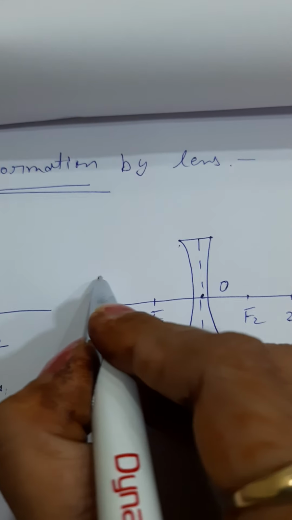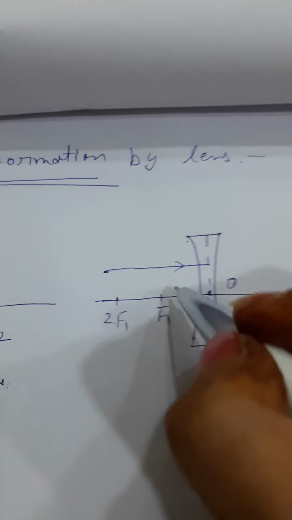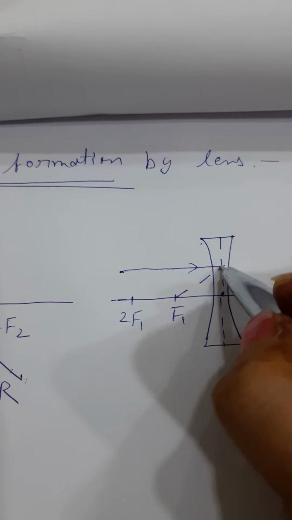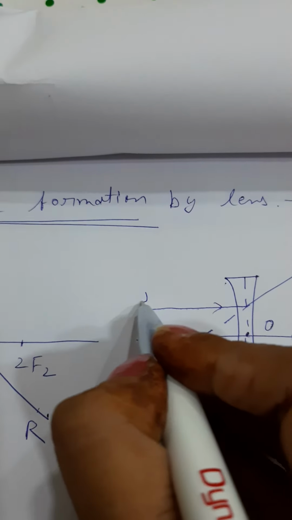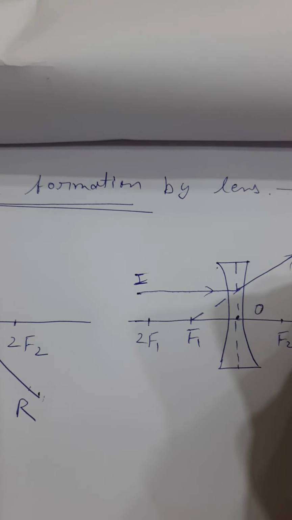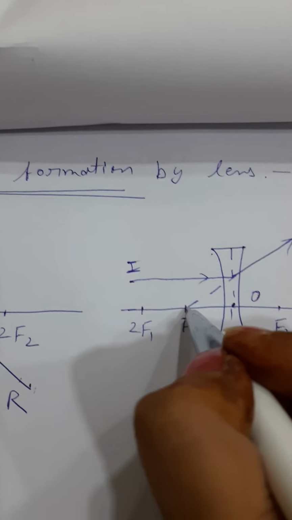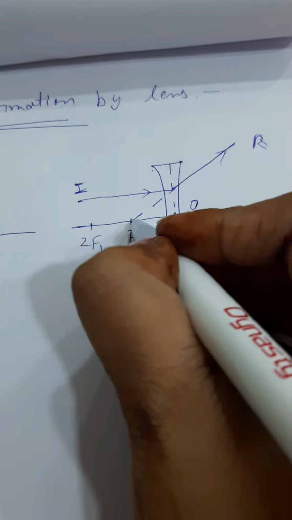Just check this diagram. Okay, here what will happen? A ray which is coming parallel will appear to meet at f1. This is the incident ray and this is the refracted ray. This is the refracted one and this is the imaginary part. We have extended it at the back. Okay, I hope you are getting it.